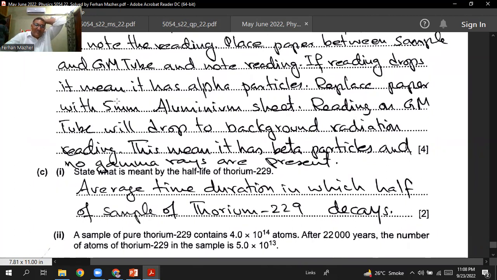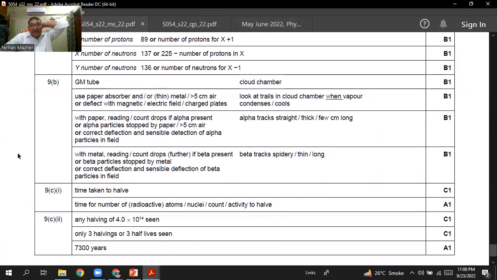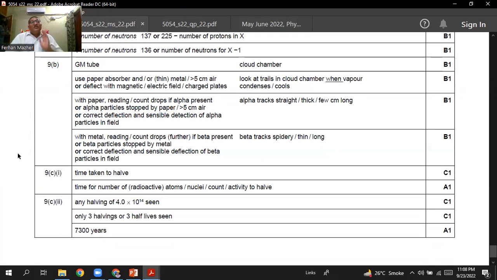So it's a 4-mark question. I hope you understand. Let me show you. So we have the GM tube. I have written this answer, the GM tube answer, and I hope you understand. You can pause this video.